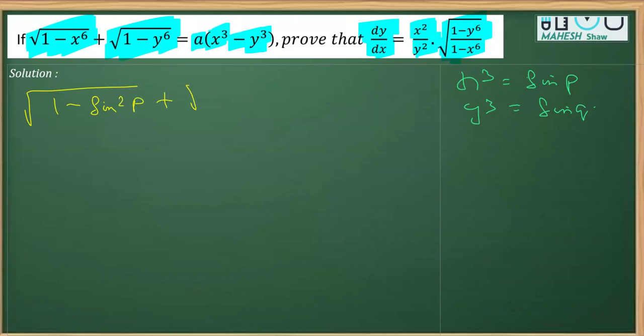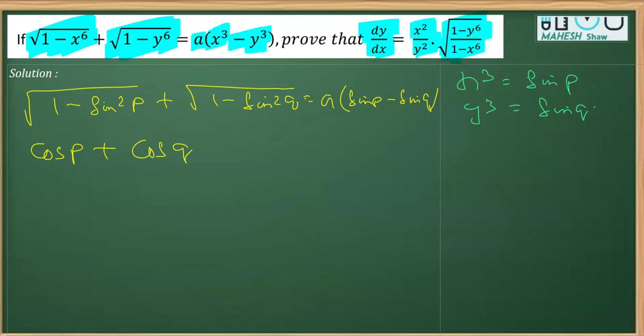Similarly, this will become 1 minus sin² q. Now, 1 minus sin² is cos², whose root will be cos. So this is cos p plus cos q. Okay, I didn't write down the RHS. The RHS was a times (x³ − y³), which is sin p minus sin q. So this is cos p plus cos q equal to a times (sin p minus sin q).